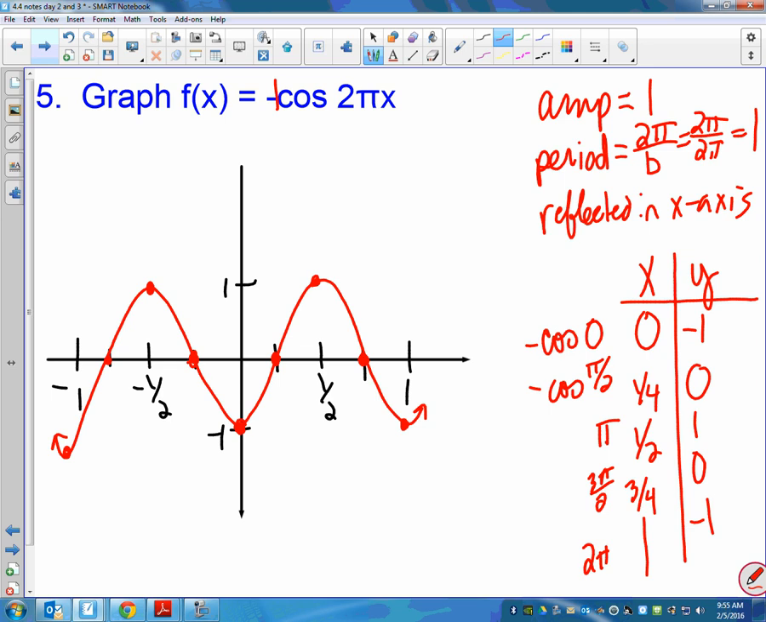Smooth curves, no sharp points. Is it ever going to go along with -1? So notice I just... questions about that?